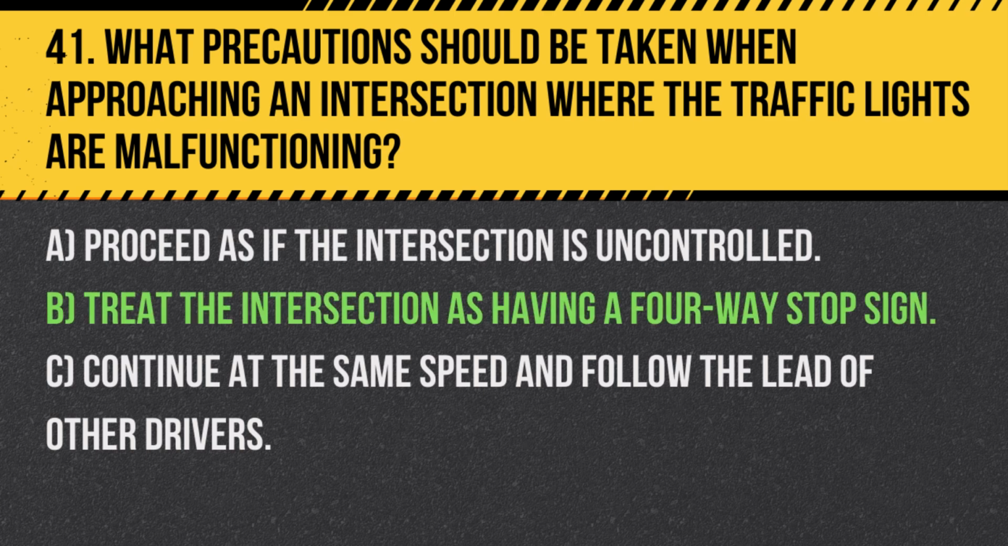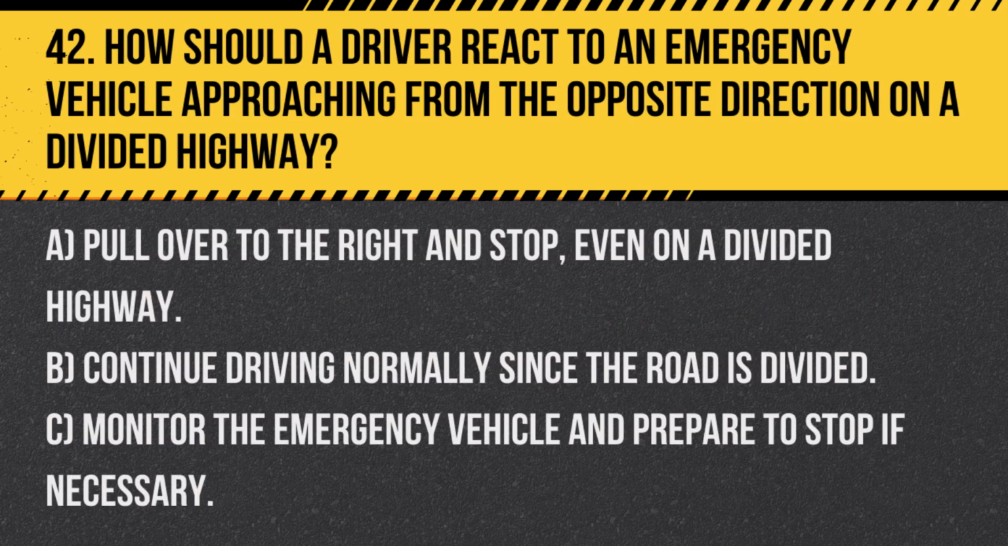Answer: B. Treat the intersection as having a four-way stop sign. This approach ensures all drivers take turns crossing safely. Question 42. How should a driver react to an emergency vehicle approaching from the opposite direction on a divided highway? A. Pull over to the right and stop, even on a divided highway. B. Continue driving normally since the road is divided. C. Monitor the emergency vehicle and prepare to stop if necessary.